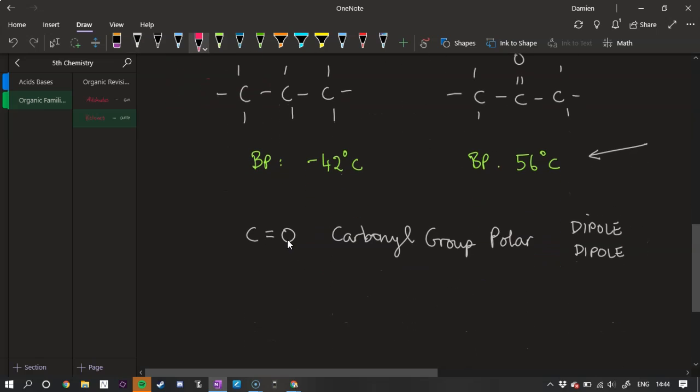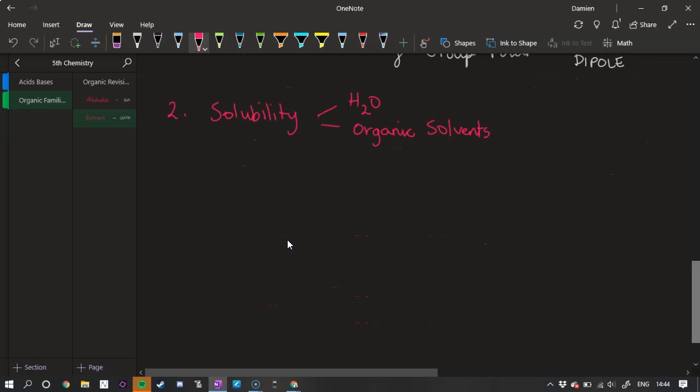The second physical property that we always look at is going to be solubility. And we're looking at solubility again in two things. We're looking at solubility in water, and we're also looking at solubility in organic solvents. So organic solvents like methyl benzene and things like that. It doesn't matter what the organic solvent is, it still behaves the same way. So in water, ketones and aldehydes are very similar. So lower ketones starting at 3 carbons are highly soluble in water.